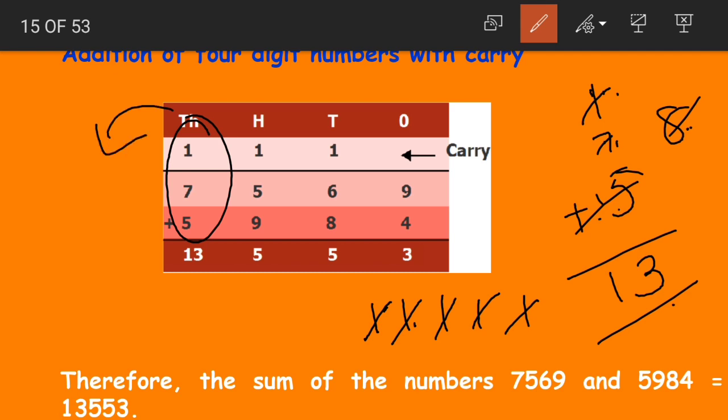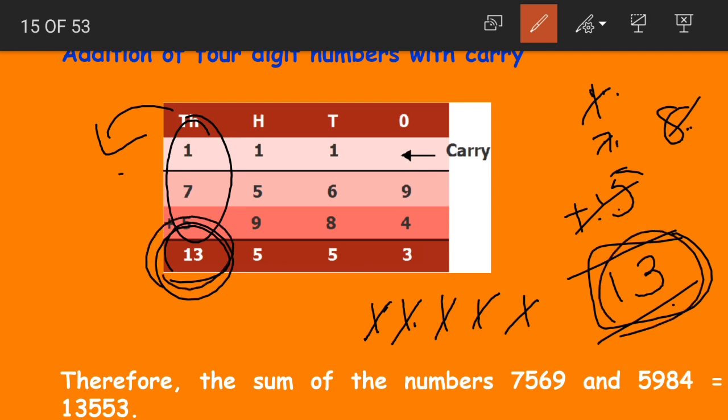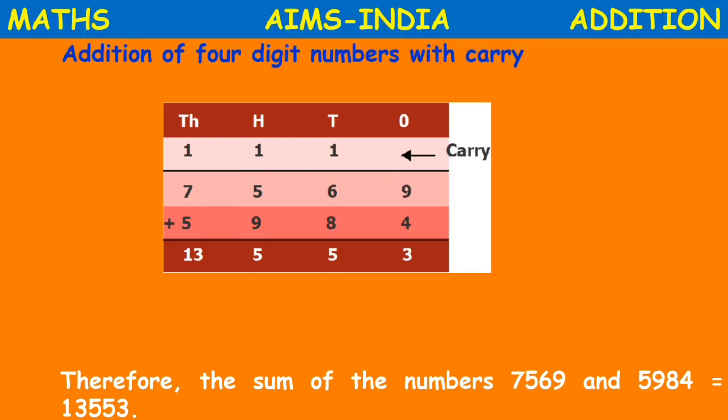Now after thousands we have no digits here, right? These are the last digits in the given question. So we'll write both the numbers as they are. If we had any numbers here like 9 and 5, we would have carried this one to the next place. Okay children, this is how we add 4-digit numbers with carry.